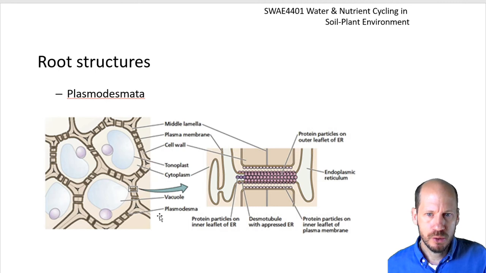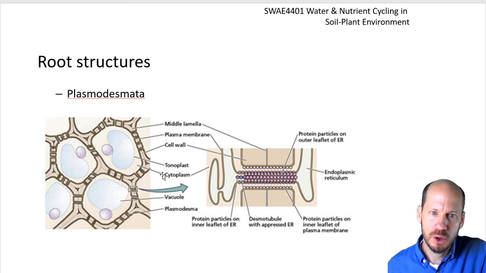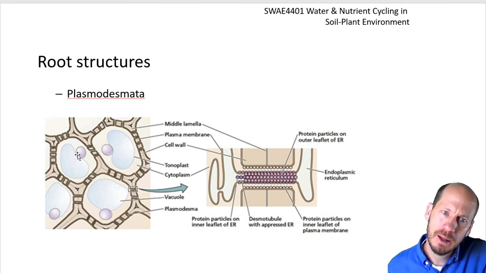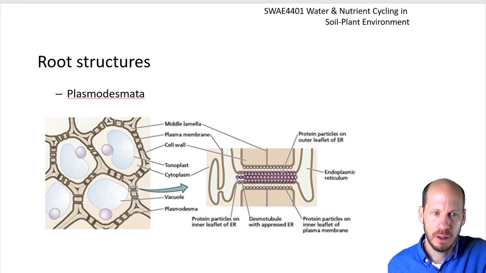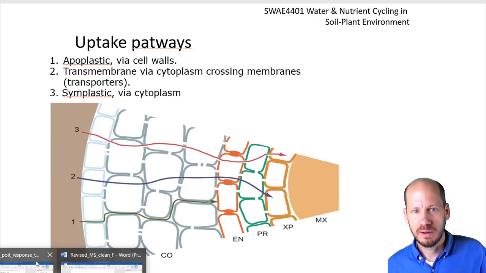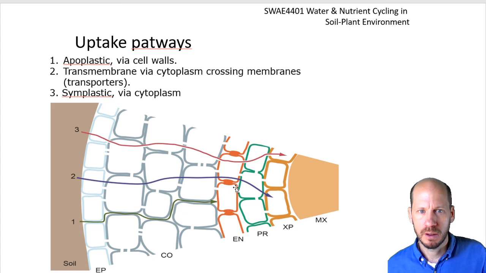And once these nutrients are shifted into the intracellular environment, they have access to move from cell to cell through these structures called plasmodesmata. They're linking every cell in these root systems. So once it's uptaken to the intracellular environment, the nutrient can move from cell to cell using these plasmodesmata channels.